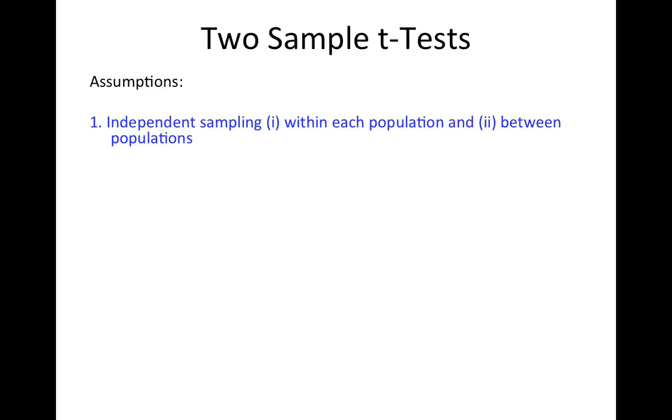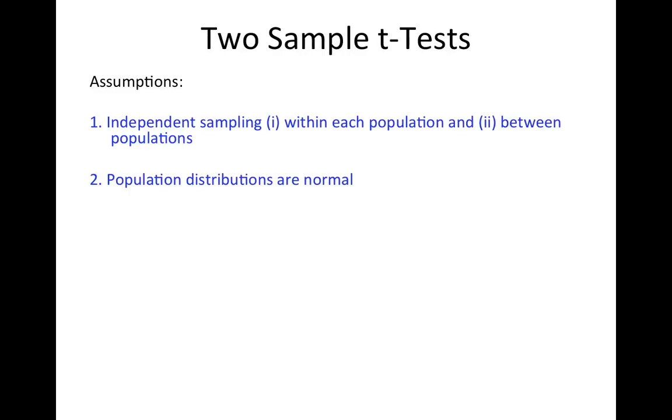So what are we saying about two-sample t-tests? Here are the assumptions. We're assuming that there's independent sampling both within and between populations. If I choose a particular woman to be in the sample, that has nothing to do with whether any other particular woman will be in the sample. If I choose a particular woman to be in the sample, that has nothing to do with whether any particular man will be in the sample.